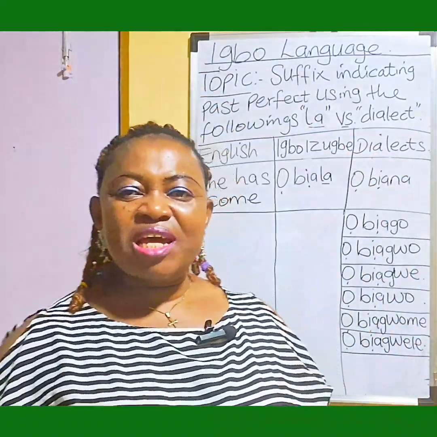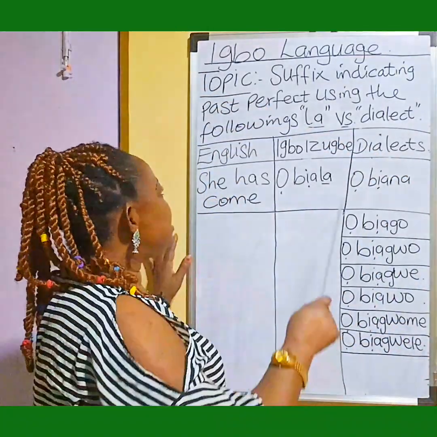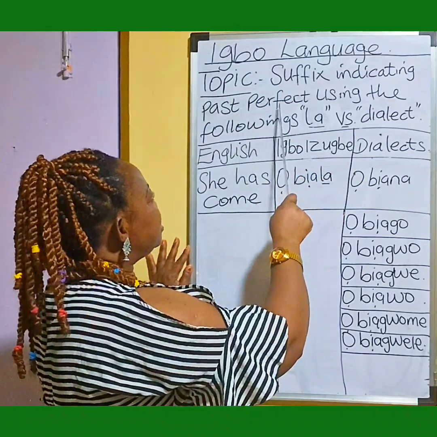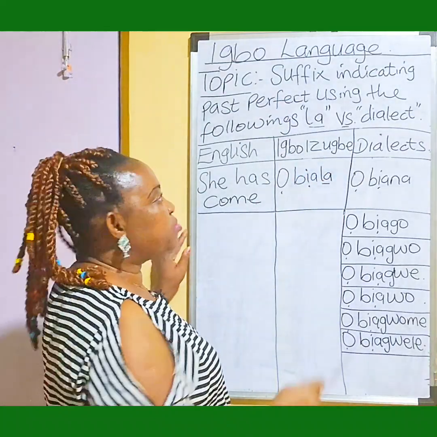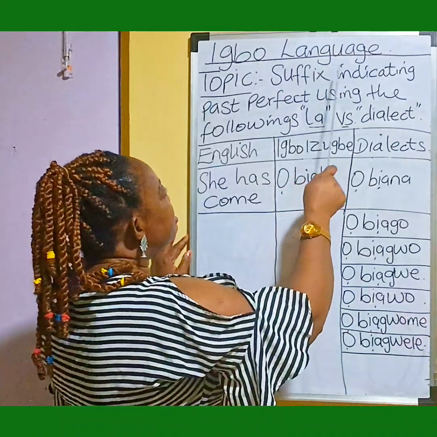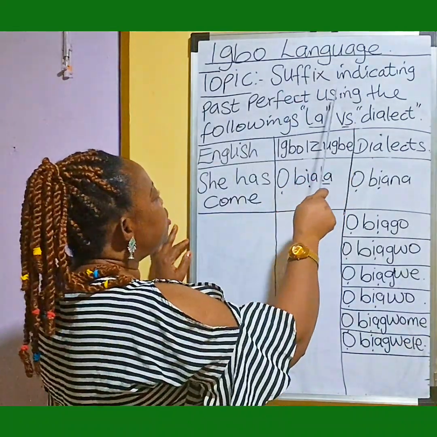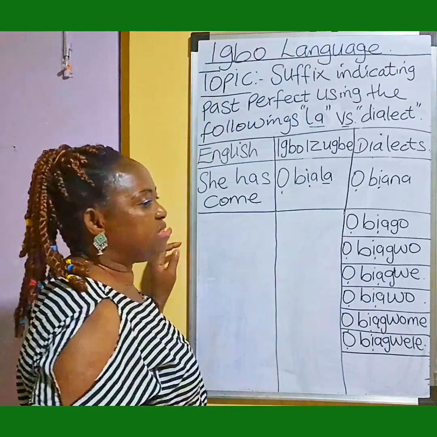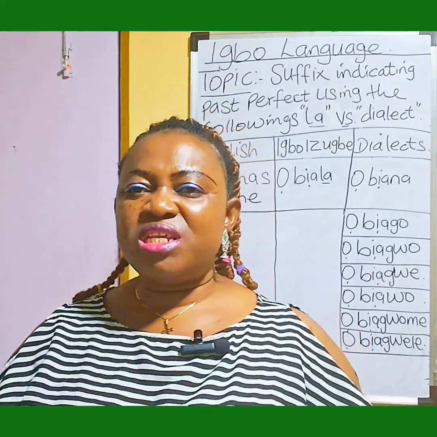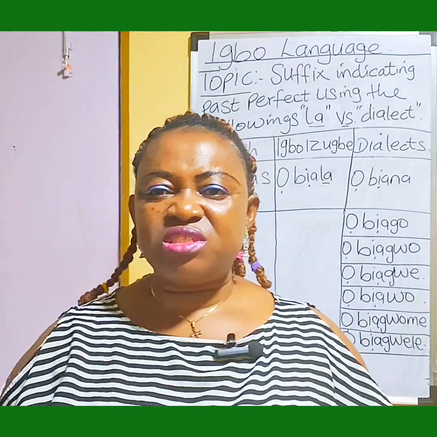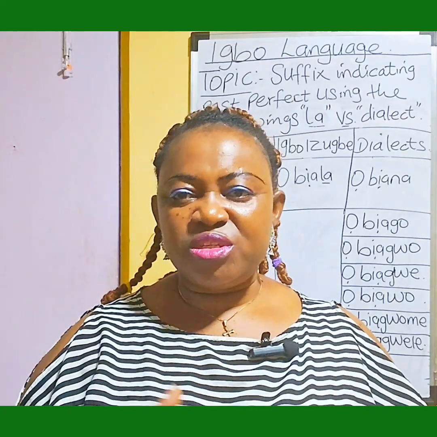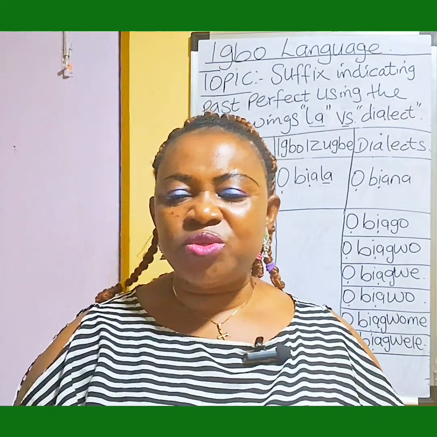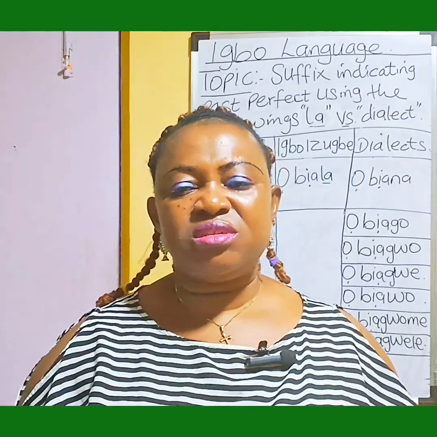We have Igbo language. Our topic says suffix indicating past perfect. Class, repeat after me. Suffix indicating past perfect using the following: la versus dialect. We are going to learn the difference between the suffixes on izugbe versus Olumba. We are going to learn the two suffixes now. Let's start.